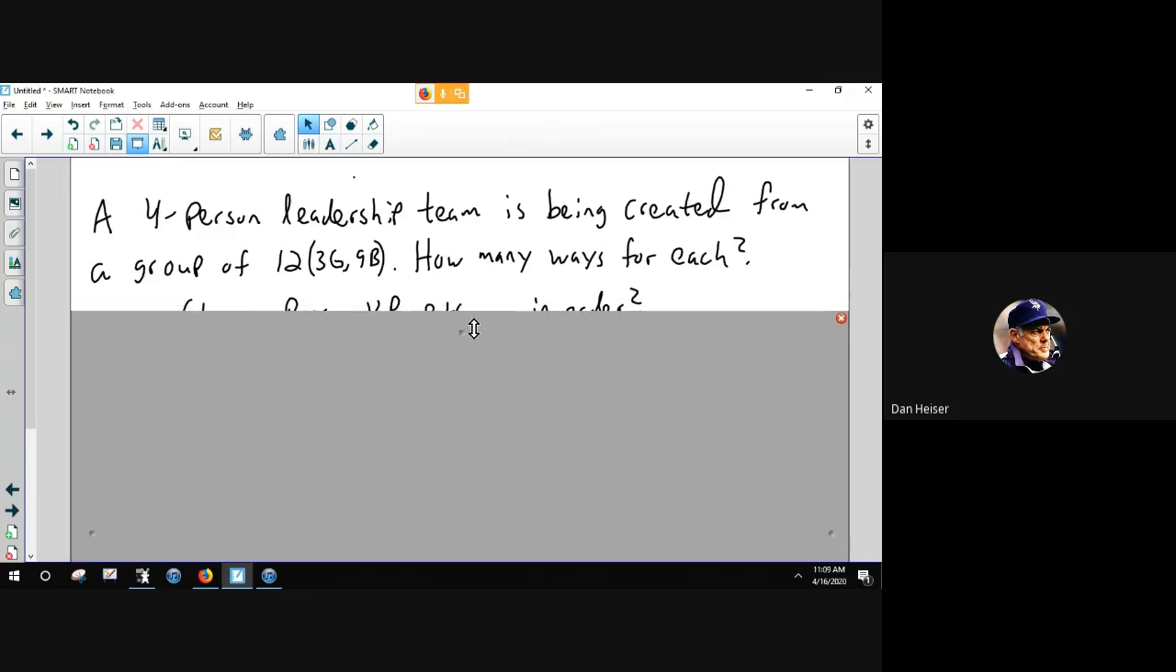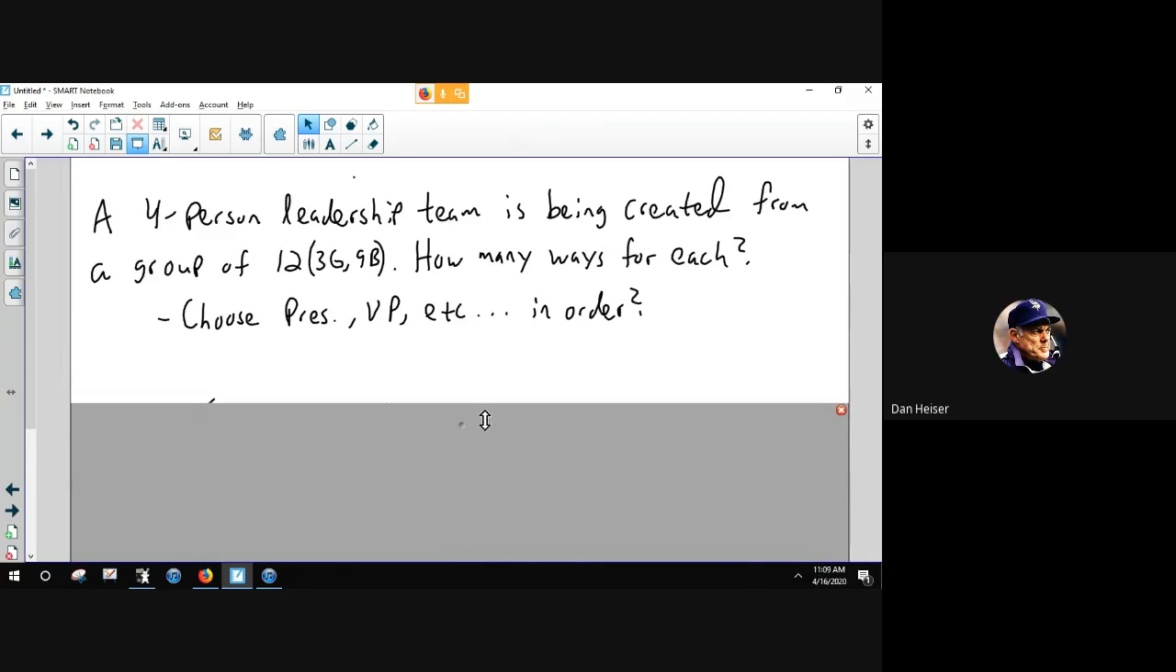How many ways for each of these situations? We're going to choose a group of 4 leaders. We're going to choose a president first, then a VP, etc. Does order matter? Yes. The first person chosen gets to be the president. The second person chosen gets to be the vice president. The third person gets to be whatever the next position is.